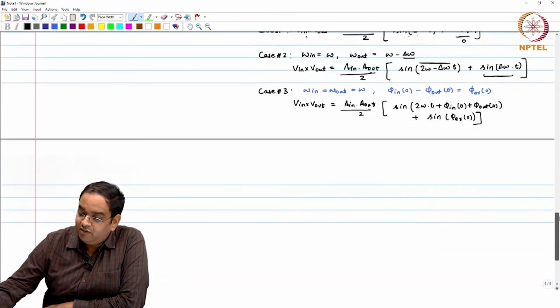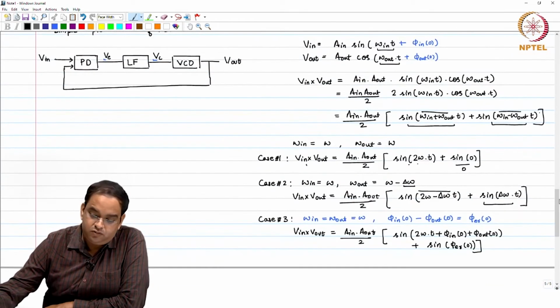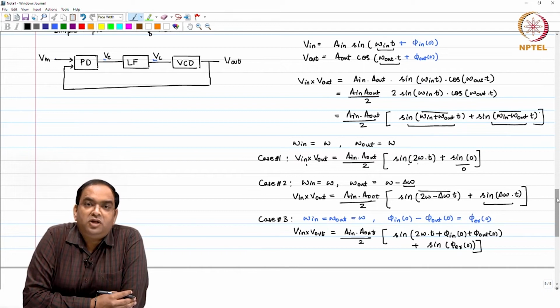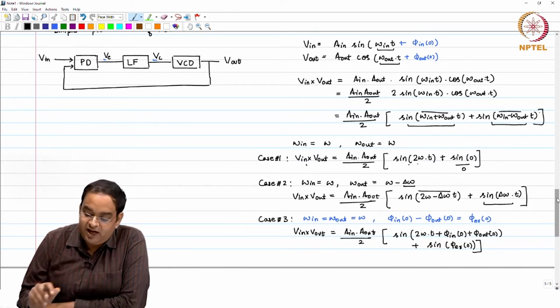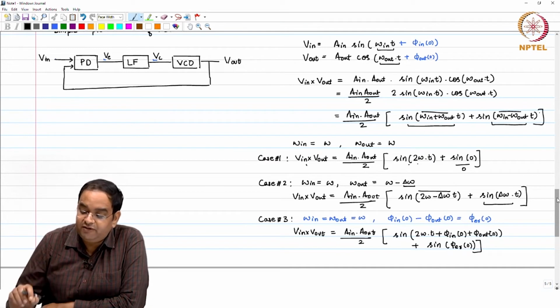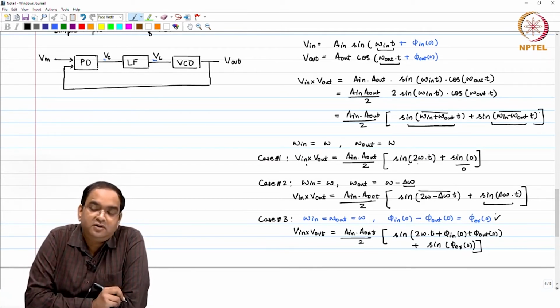The basic idea was to somehow operate on the argument of the sine waves, because the actual signals which are present there are voltage waveforms. I had to operate only on the phase part of the sine waves. So, we saw three cases: when you have frequency error, when you do not have frequency error, and when you do not have frequency error but you have phase error.